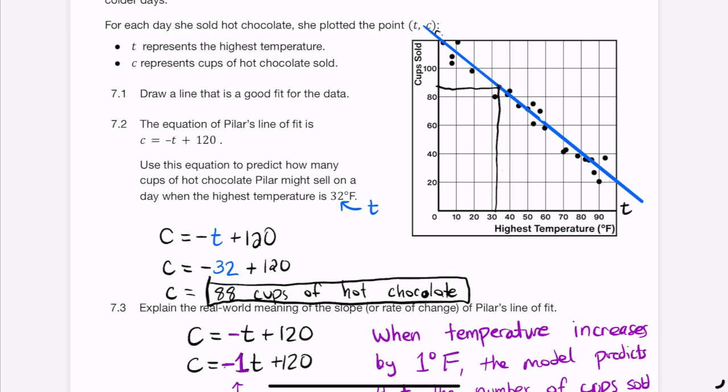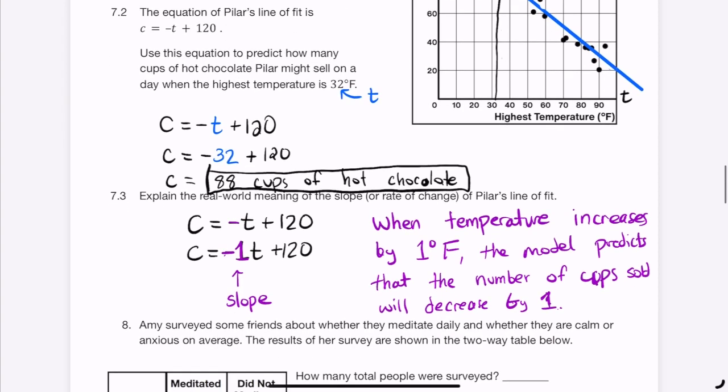Because on average, people buy hot chocolate when it's cold out, and they're less likely to buy it when it's warm out. So the warmer it's getting, less hot chocolate is being purchased. You need to explicitly say, though, it's decreasing by 1, because that's the meaning of the slope for each 1 degree change. You can't just say generally it's decreasing, because that's not specific enough.